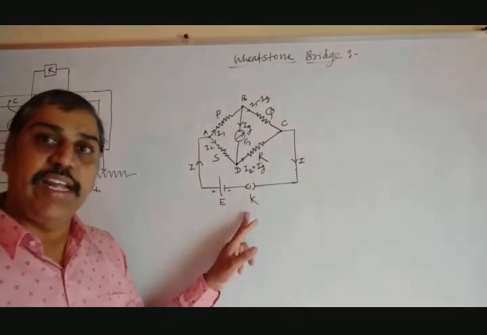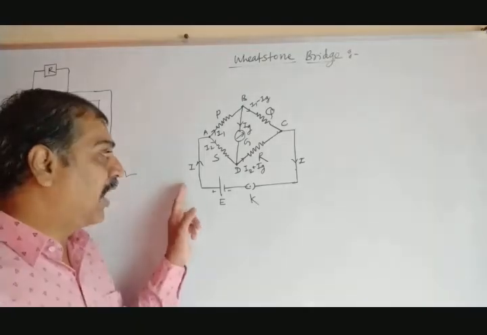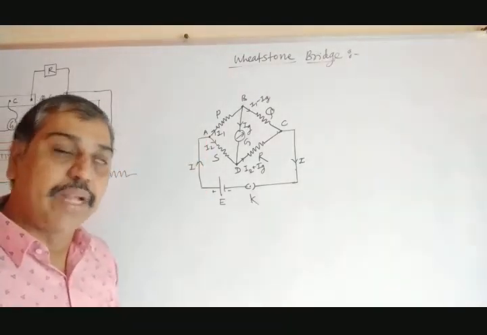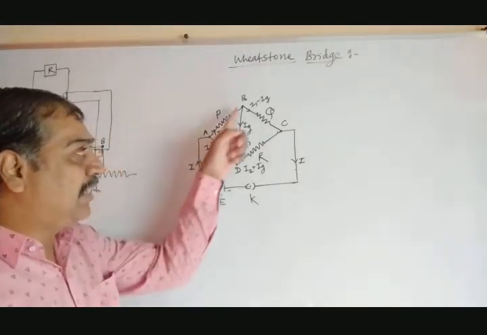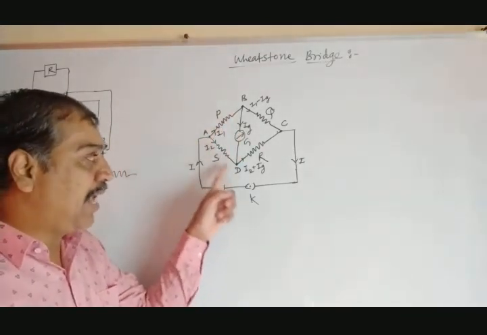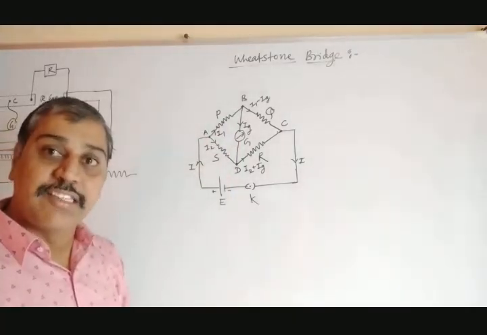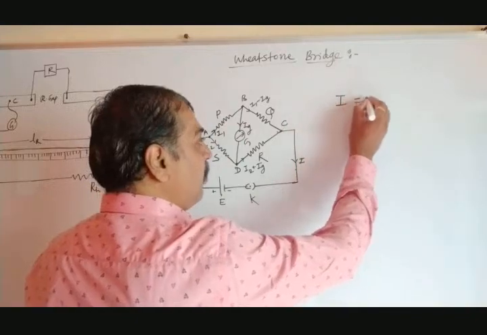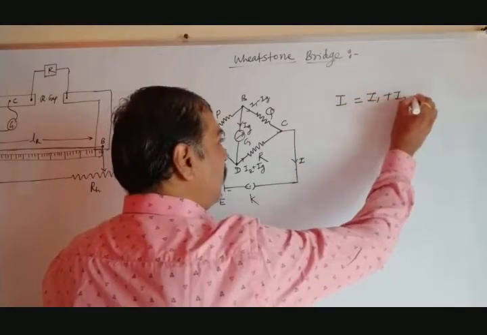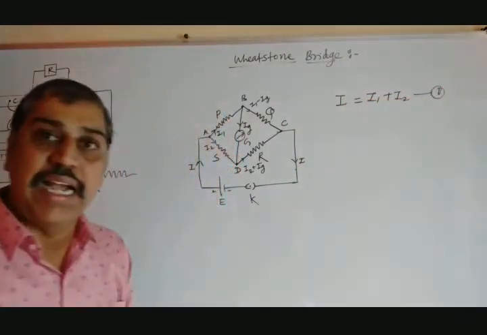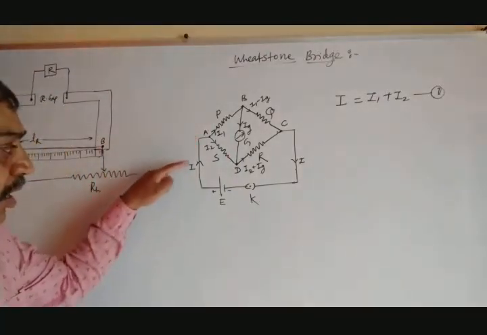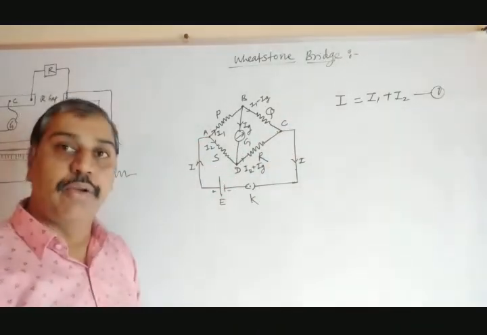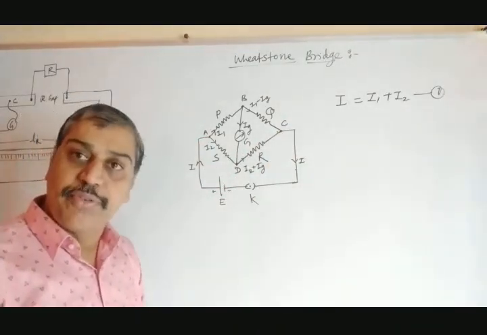The diagonals, in our case A and C, are connected to the battery through the key K. When we close the key, switch K is closed, current passes and it comes at A. At point A, current gets divided into two parts: I1 along the branch AB, I2 along the branch AD. This is the current splitting. So you can write the first equation at point A: total current I equals I1 plus I2, according to Kirchhoff's current law.